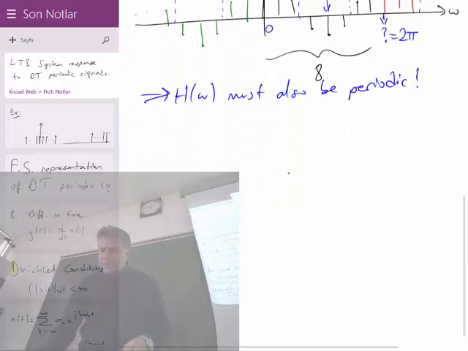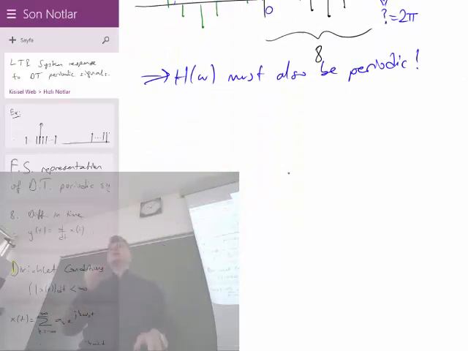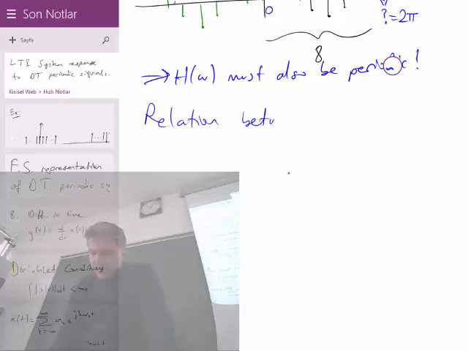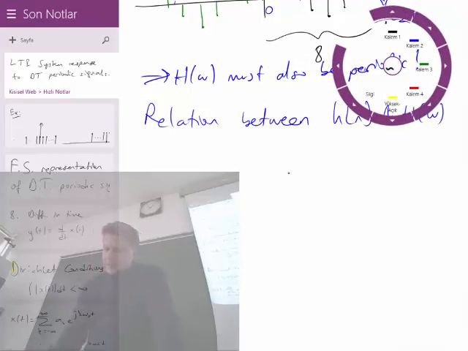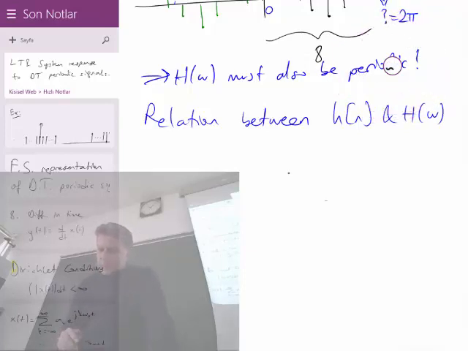Before that, maybe we should remember what it was for continuous time again, so that we can find the relation or the similarity in between. So we have to find the relation between h of n and H of omega. Okay, so this is what we need to discover.